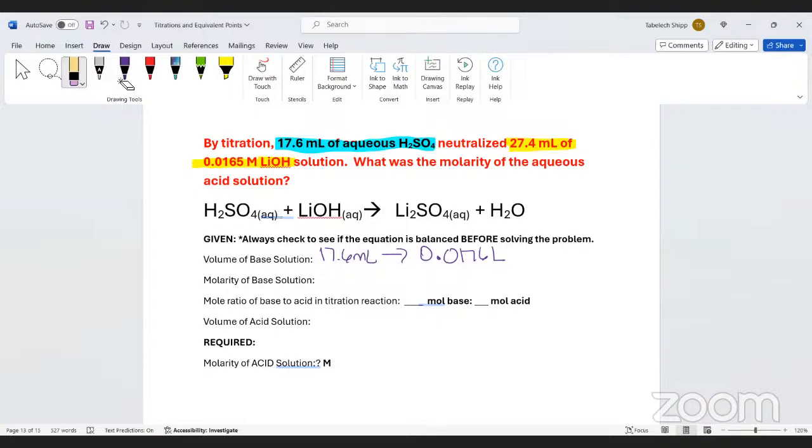Wait. Let me go back. I'm sitting there trying to write and talk at the same time. Let me redo that. Sorry, guys. They gave you the volume of the base. Sorry, that's the 27.4 milliliters. My bad. 27.4 milliliters.